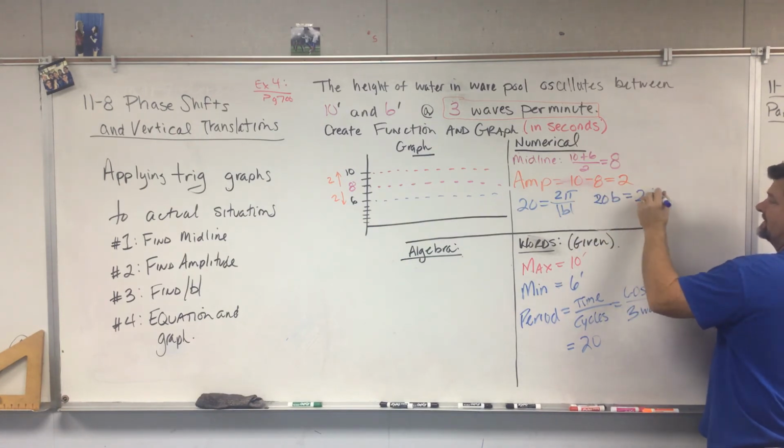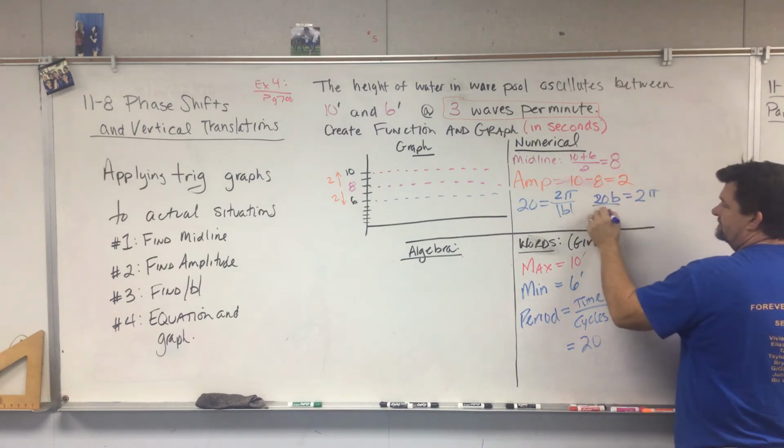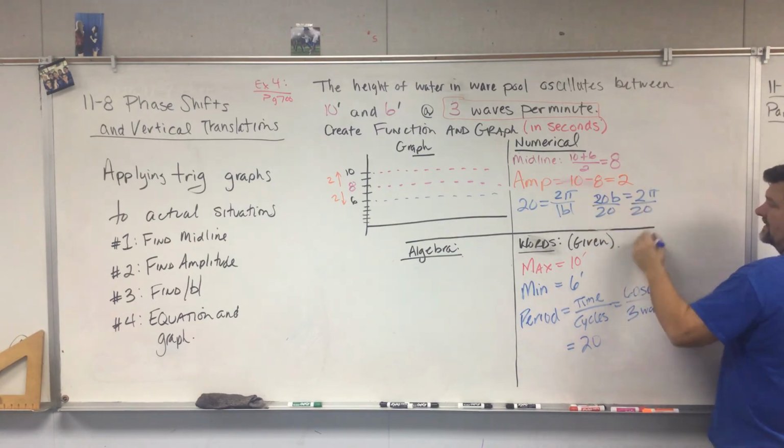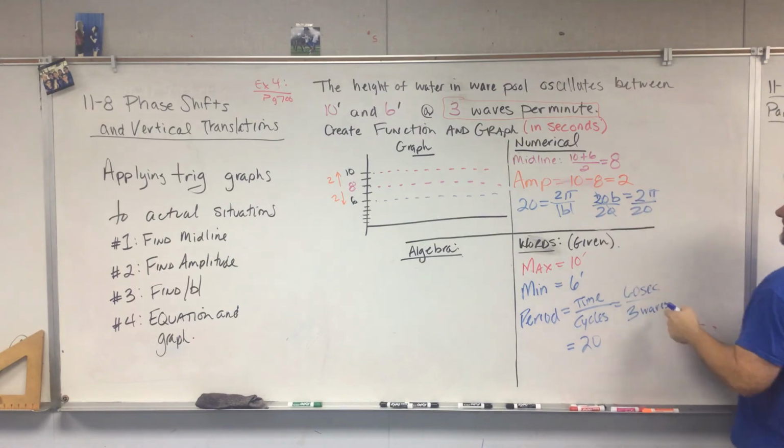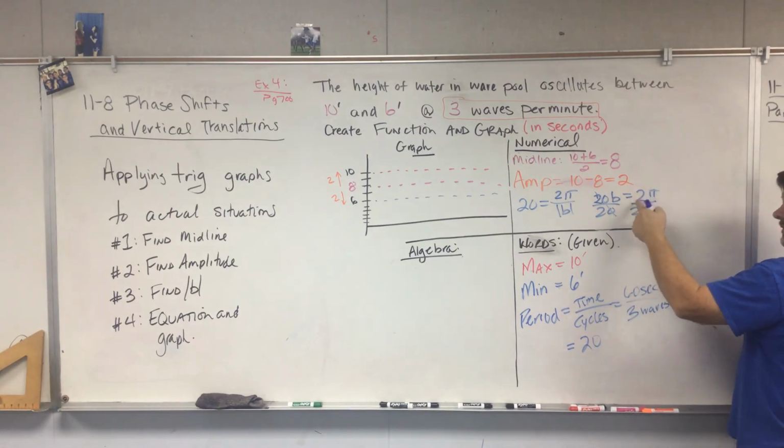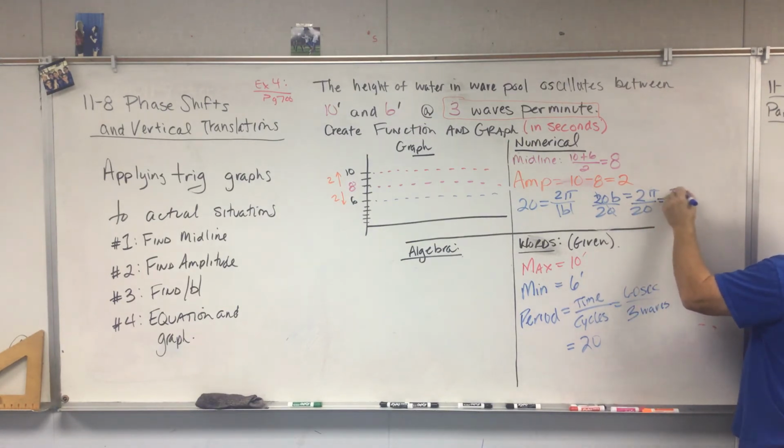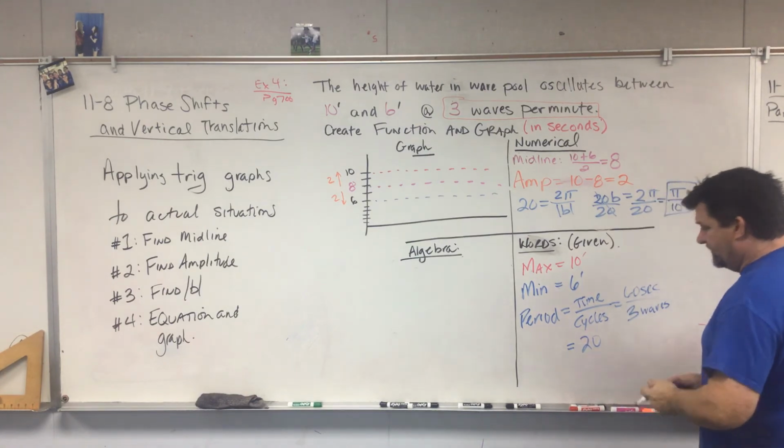Oops, pi. Divide both sides by 20. We get pi over 20 over 2 over 20, or pi over 10. There's my b. So now we plug it in.